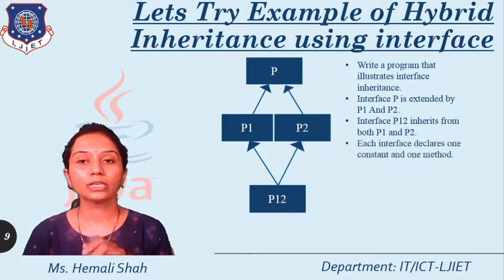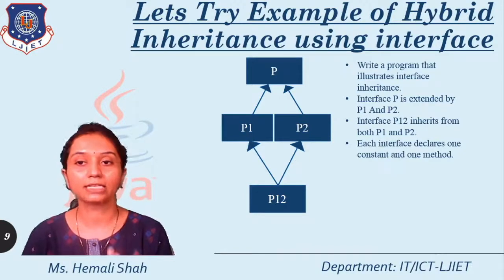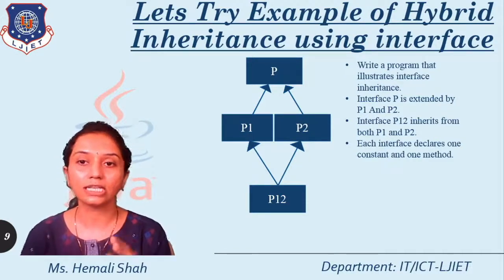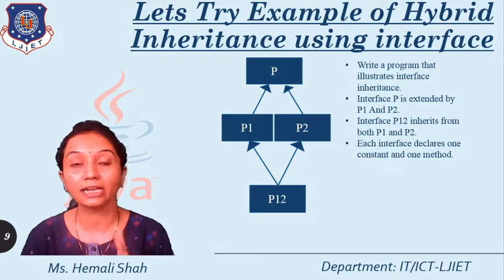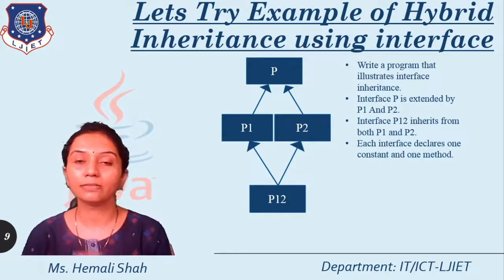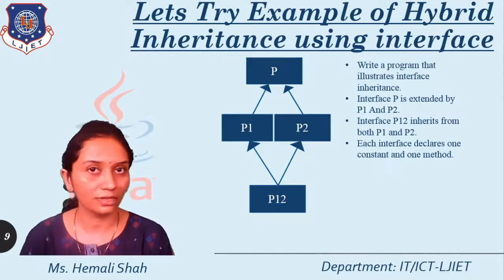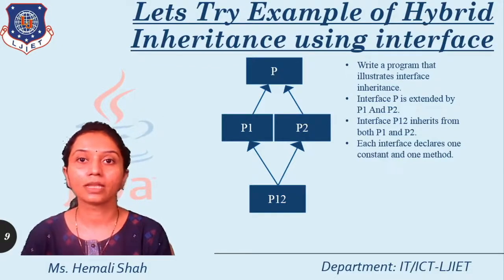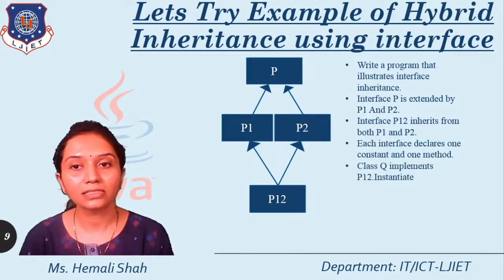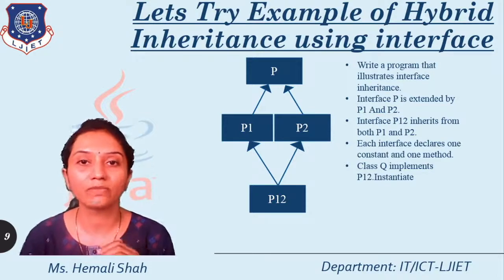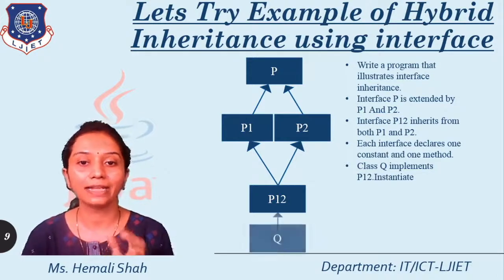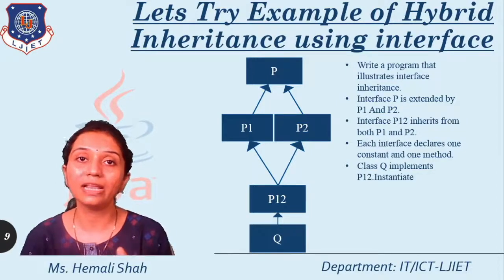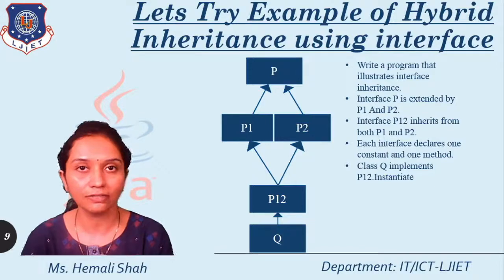Now you just need to create at least one constant. Each interface declares one constant and one method in each level. That means you have to create one data field and one abstract function in all the interfaces. These are all the interfaces as per the definition, right? Now create the class Q which implements P12, illustrated like this. This Q is a class which implements P12. P12 is the interface, right?